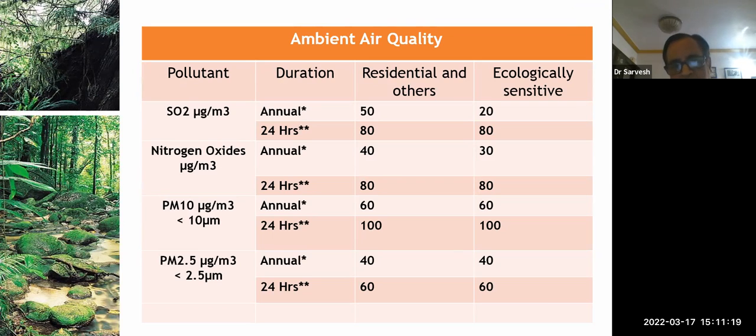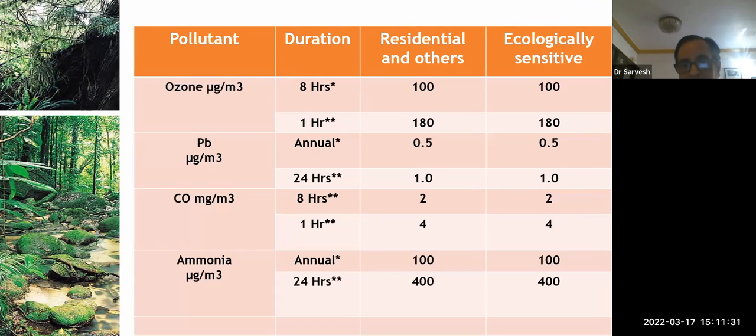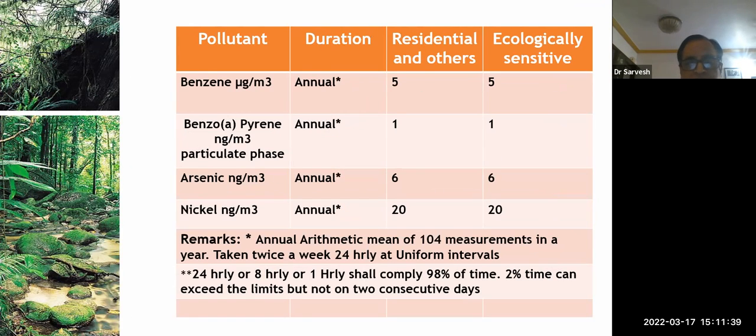And these pollutants are sulfur dioxide, oxides of nitrogen, PM10 and PM2.5, particulate matter of micron size 10 and micron size 2.5, and also ozone. And we have the heavy metals also: lead, carbon monoxide, ammonia, benzene, benzopyrene, arsenic, and nickel.